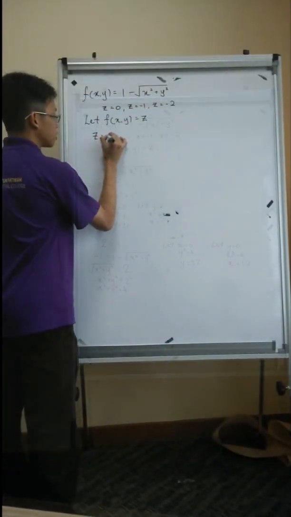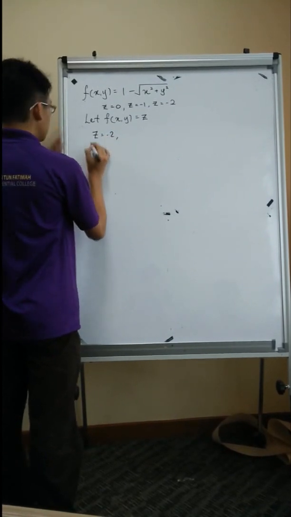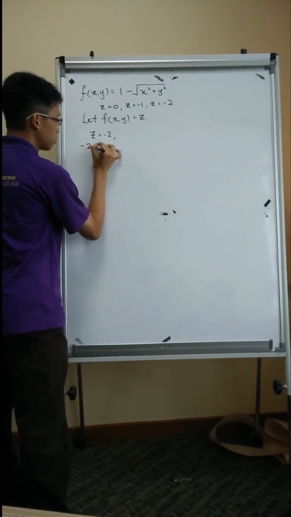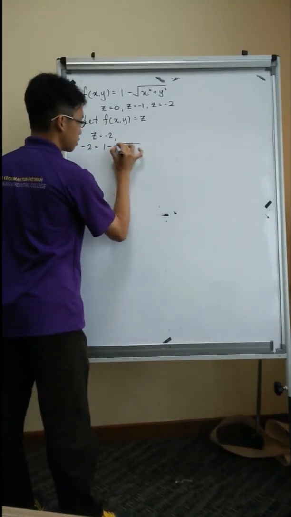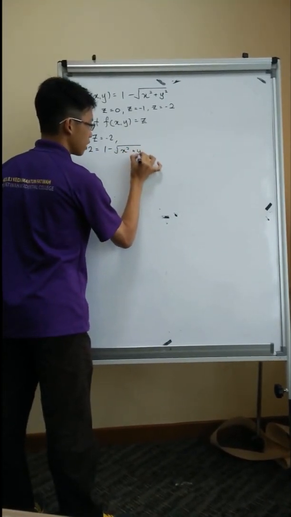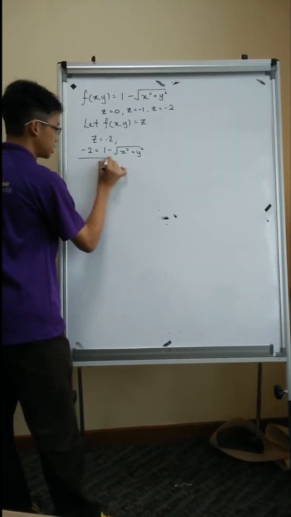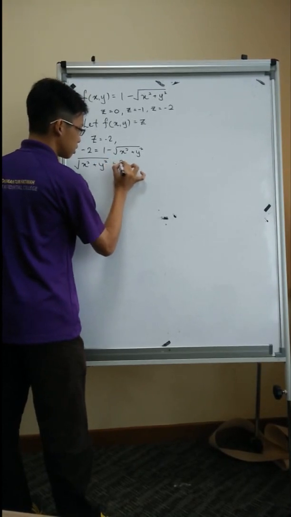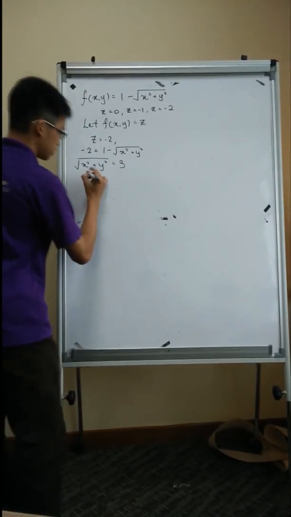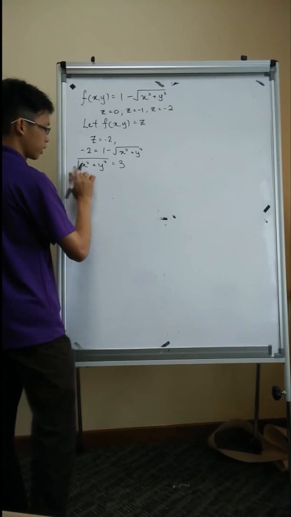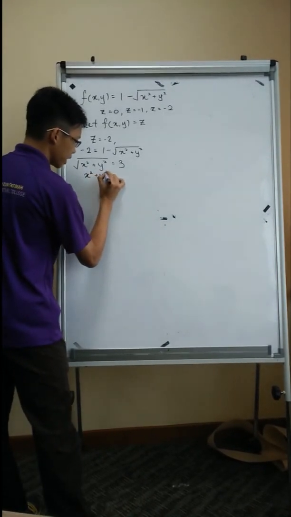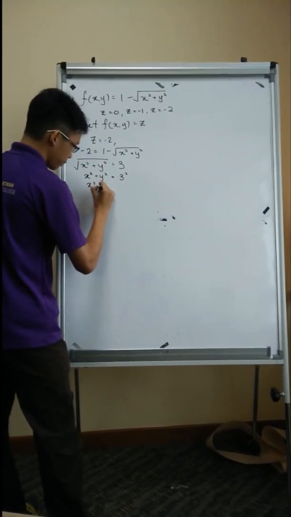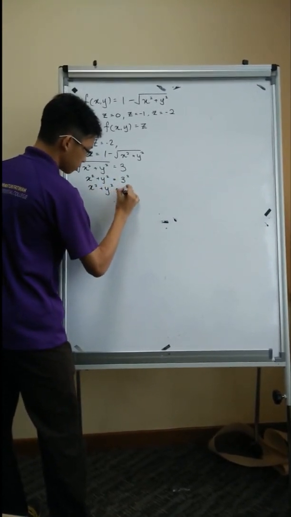When z equal to -2, substitute this value into this function, we will get -2 equal to 1 minus square root of x squared plus y squared. Rearrange it, square root of x squared plus y squared equal to 3. So get rid of the square root, x squared plus y squared equal to 3 squared. X squared plus y squared equal to 9.